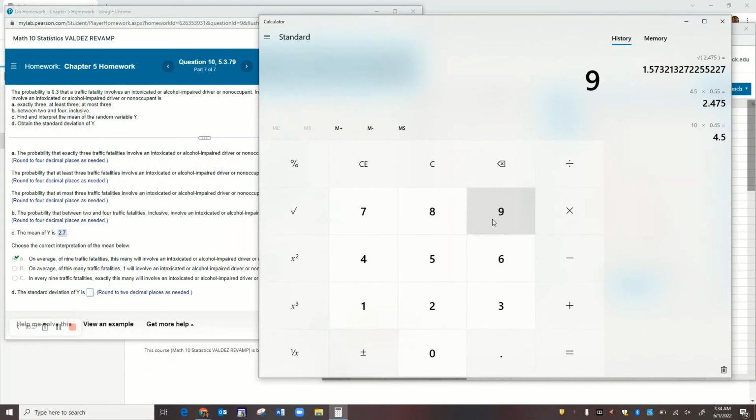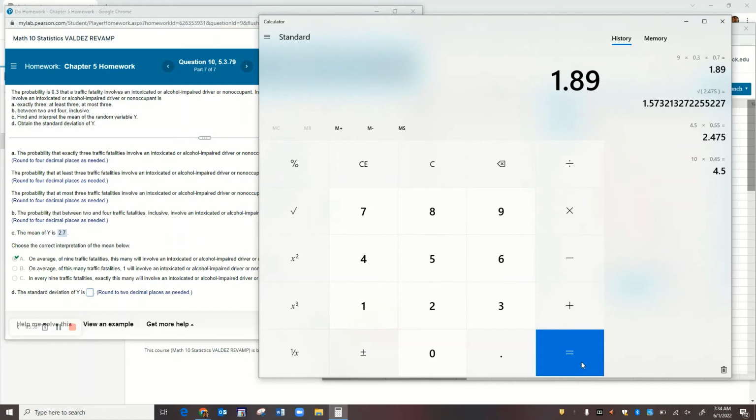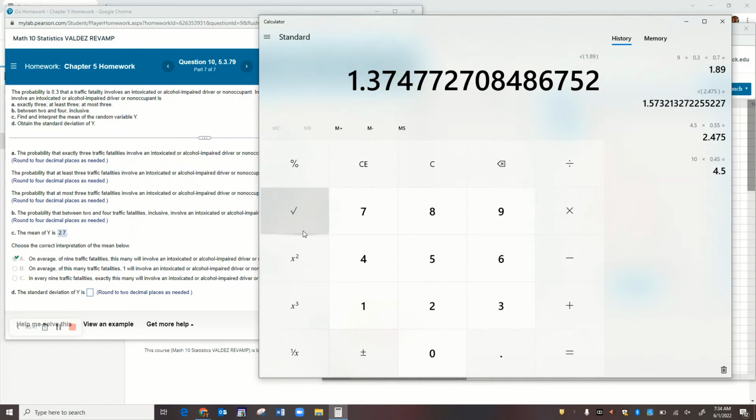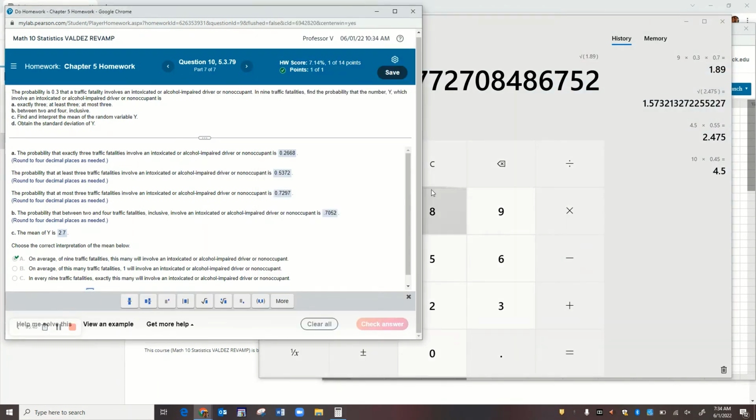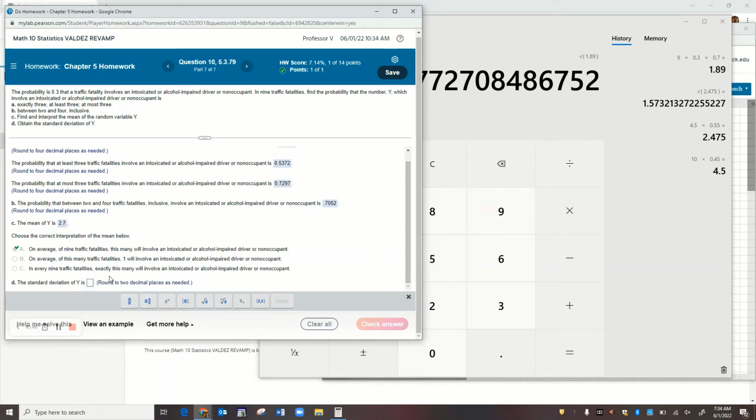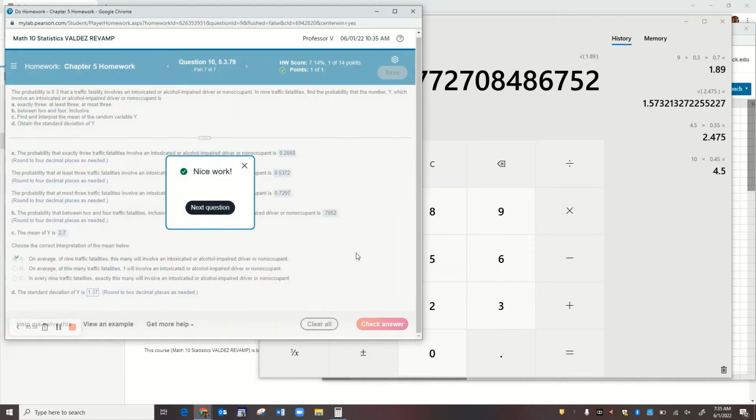So N is 9 times P is 0.3 times Q is 0.7, this gives me the variance, 1.89. They want the standard deviation, so take the square root of that. And we're going to round to 2 decimal places, so 1.37. I want you guys to see, you'll need to have a basic or scientific calculator with you too, when you do your homework sometimes or for the midterm and final. Okay, but you'll always have StatCrunch. Don't you fret.